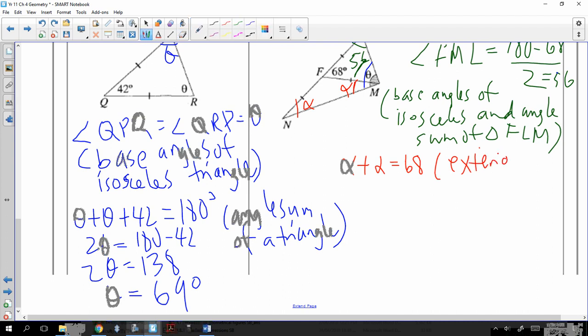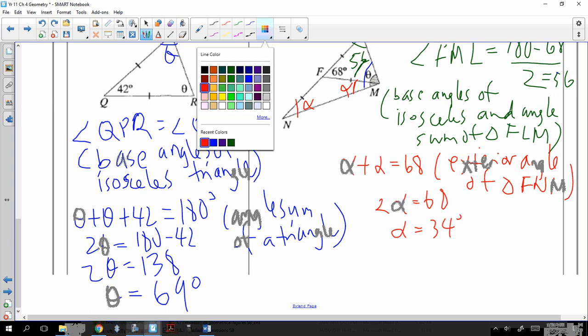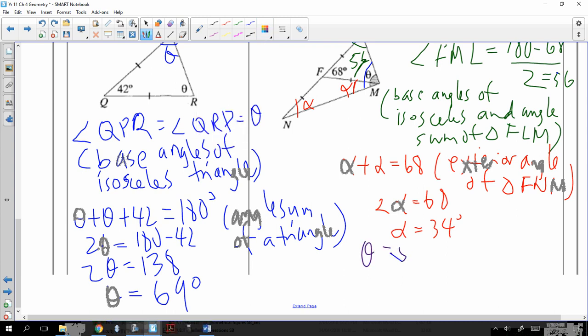So what you do is, you get 2 alpha is 68, alpha equals 34 degrees, right? And then finally, we can find out what theta is. Theta is just 56 plus alpha, which is equal to 90, isn't it? 90 degrees. All done. So you do 3 exercises today. I'm going to explain how that works. Okay.